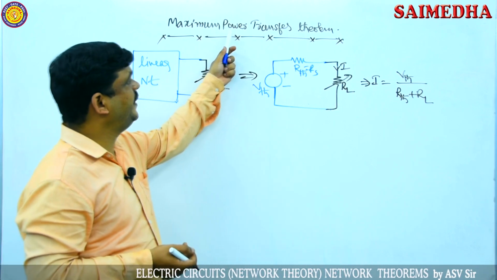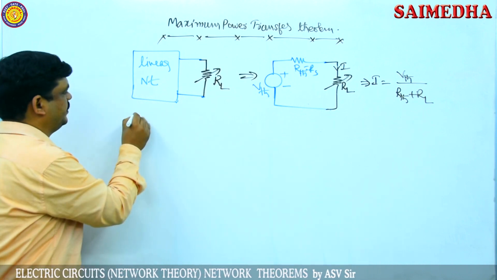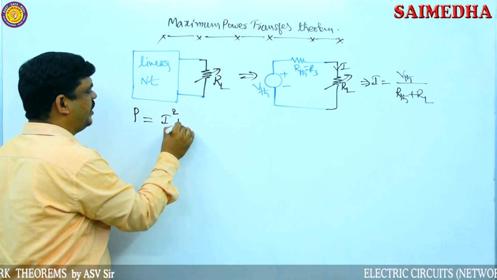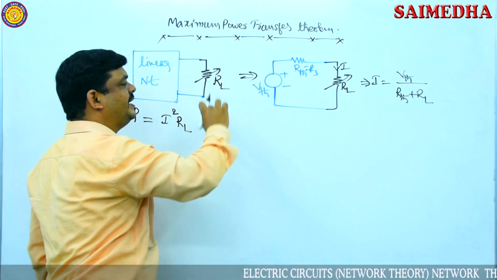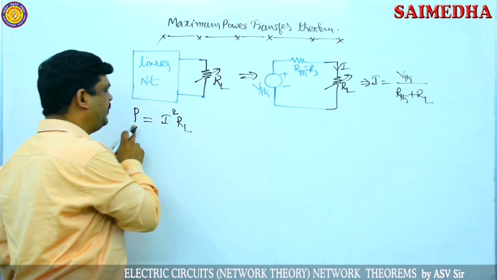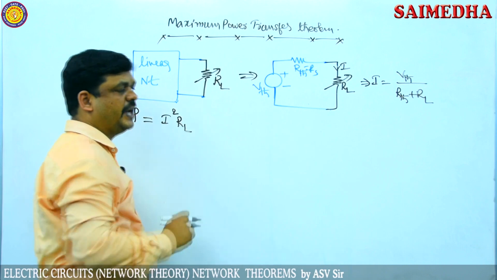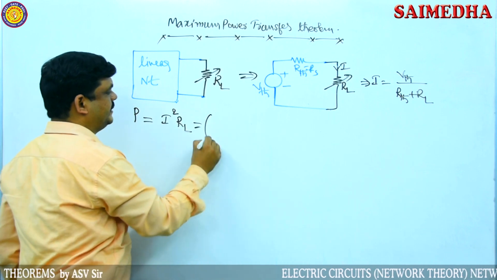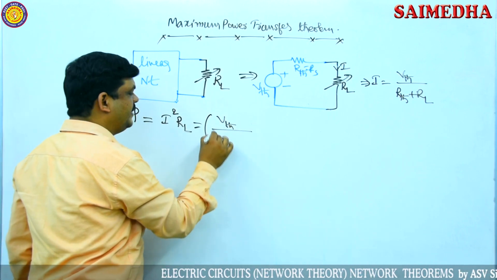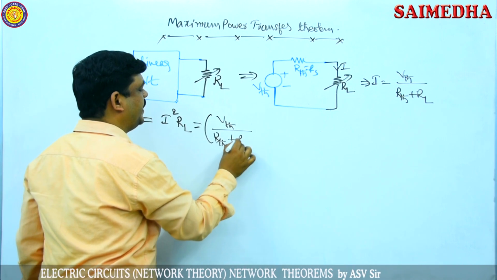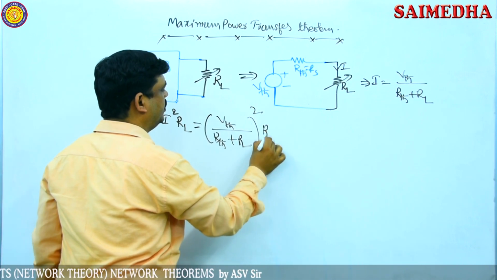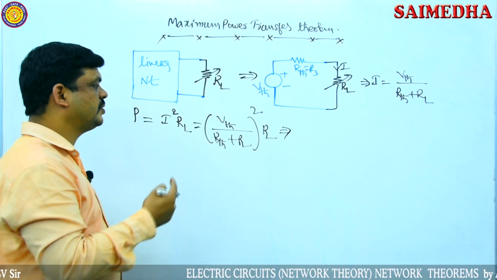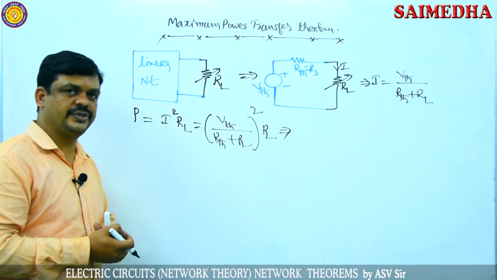According to the theorem, we have to find the power. First write the power equation. The general formula is power equals I square into RL. Here I want to find the power dissipation of the load resistor RL, so power is equal to I square into RL. Substituting the equation for I, we get V Thevenin by R Thevenin plus RL, whole square, into RL. This gives the power equation.